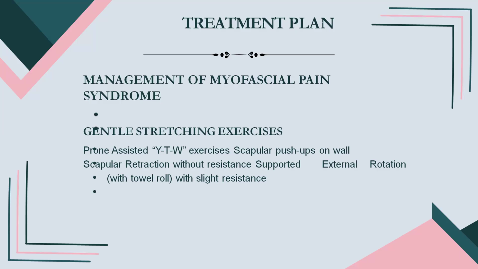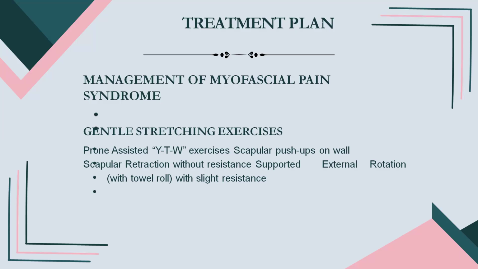T exercises. From the same position, extend your arms straight out to the sides at shoulder level, forming a T. Palms face down or thumbs up. Lift arms and squeeze shoulder blades together. Hold for 2 to 3 seconds, then release. This exercise focuses on middle trapezius and rhomboids.